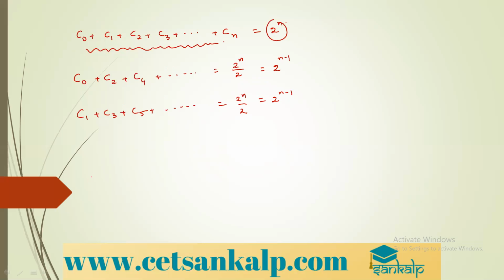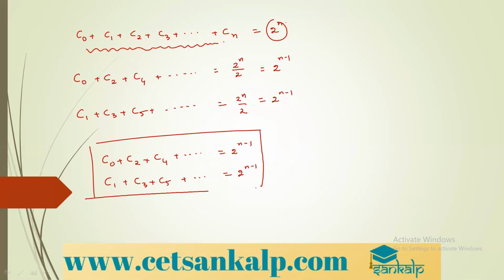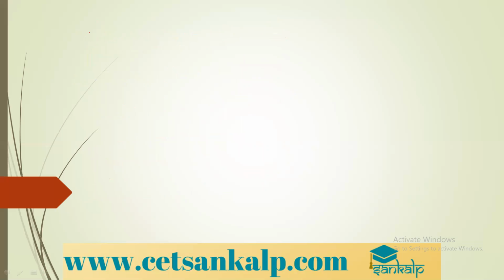So I am getting a new formula. C0 plus C2 plus C4 and so on is 2 power n minus 1. Similarly, C1 plus C3 plus C5 and so on is another 2 power n minus 1. These two also can be taken as the formula. Then coming to the next formula.